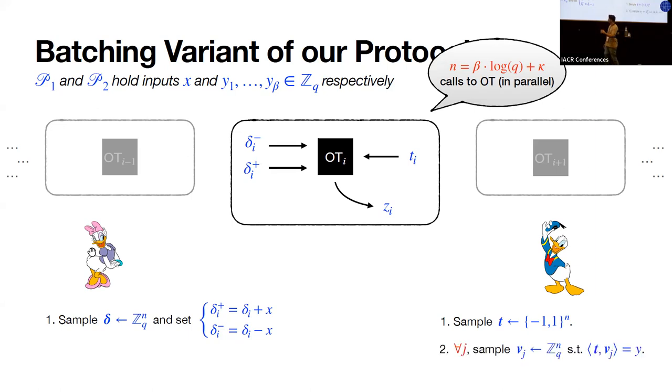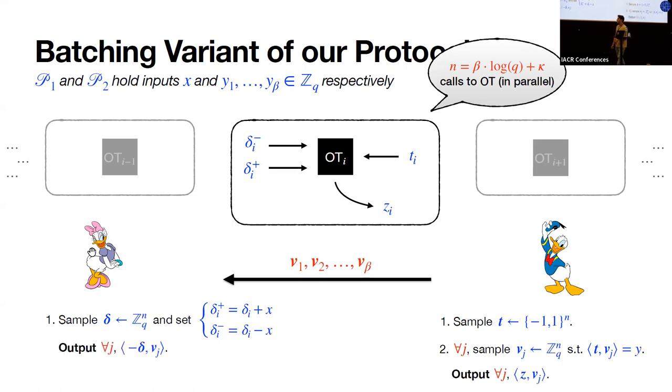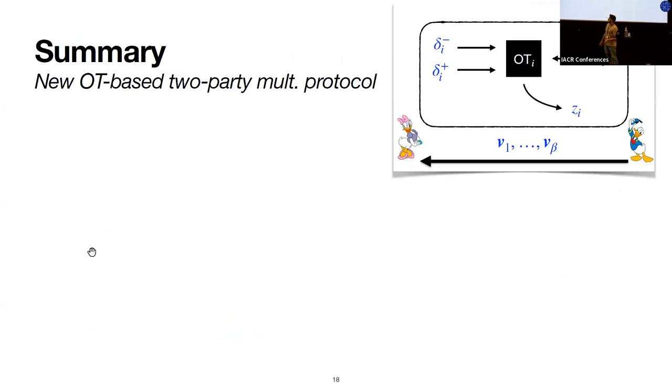So in step two, P2 samples a fresh V for each of his inputs, so a new vector, and it sends those vectors to P1. The protocol terminates, and the outputs are defined analogously to the single instance case. Good. That was the batching variant.